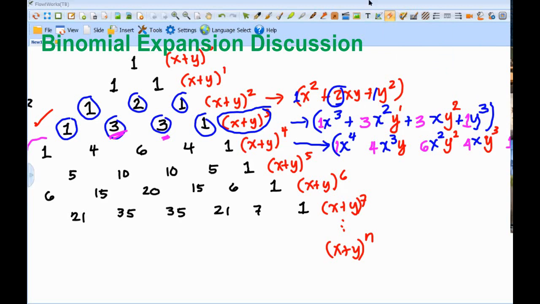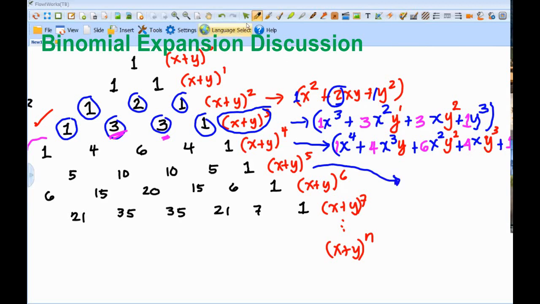Okay? Now, since all are positive, we will do plus, plus, plus, plus. Okay? So x to the fourth plus 4x cubed y plus 6x squared y squared plus 4xy cubed plus y to the fourth. Now let's go to the fifth.